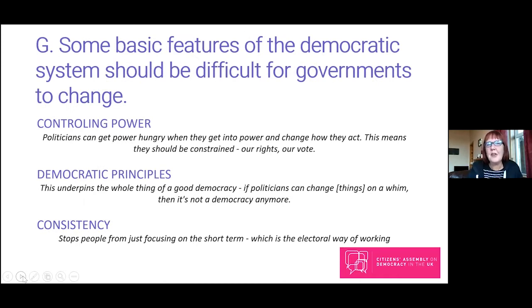And the fourth one that was focused on was that there are some basic features of our democratic system that it should be difficult for governments to change. And that idea of limiting the power of government to fundamentally change important parts of the system without wider accountability, scrutiny, and involvement. So, a level of controlling power, because just because you've been elected doesn't mean you necessarily have uncontrolled power. The democratic principles are the things that are important to keep our democracy functioning. And again, consistency, so that it's not just once an elected government's there focusing on the short term, but actually the longer term benefits for the country.